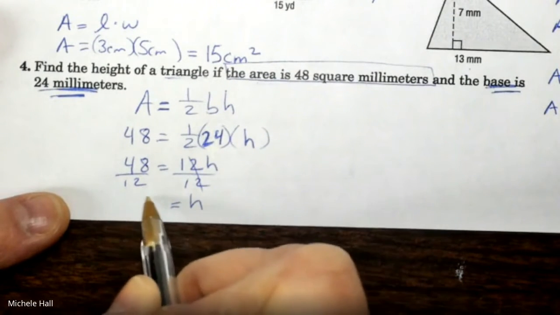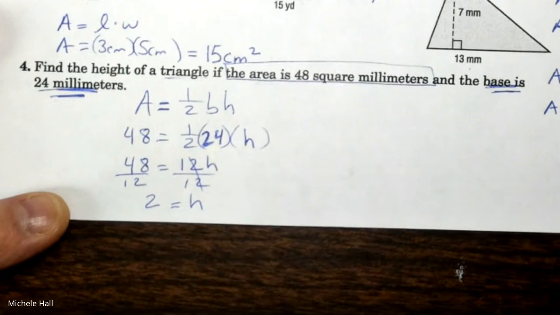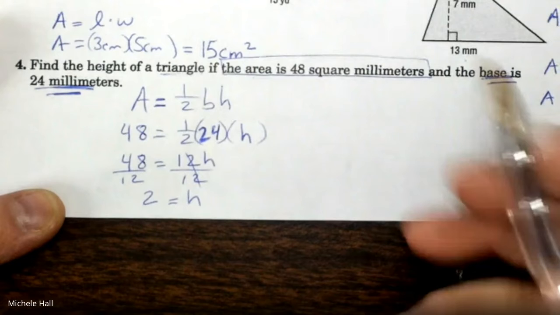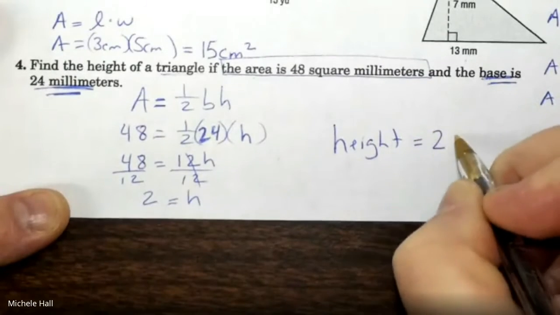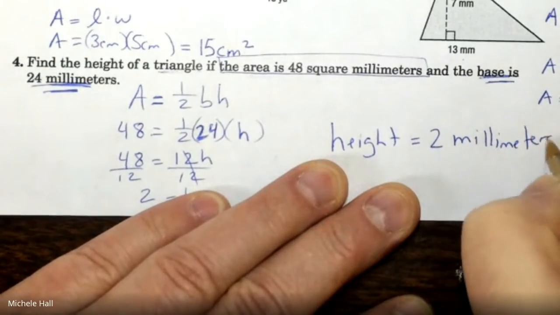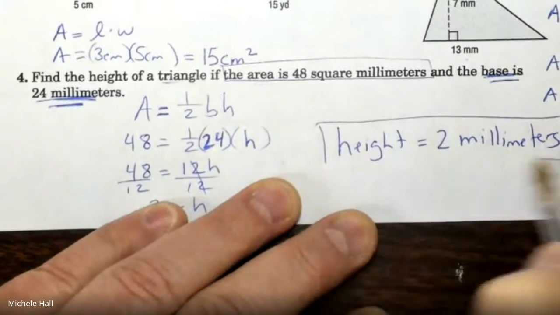2 what? What do you think the height is going to be? 2 what? We need to have units. Millimeters. So we're going to say the height equals 2 millimeters. Got to have those units. I'll have to take off points if you don't.